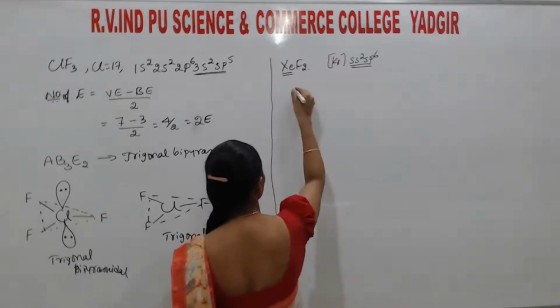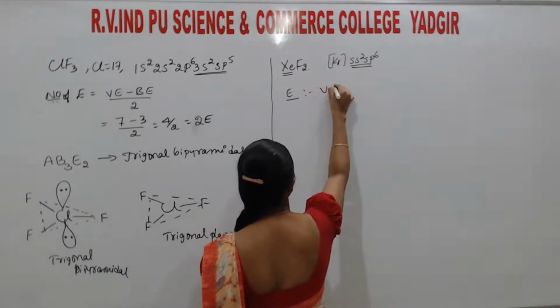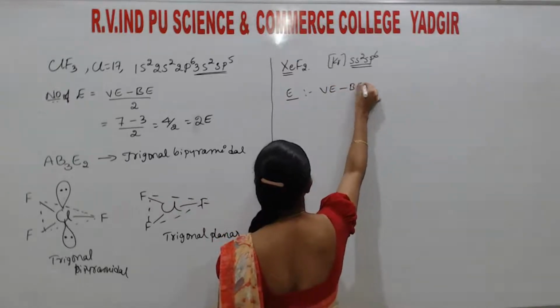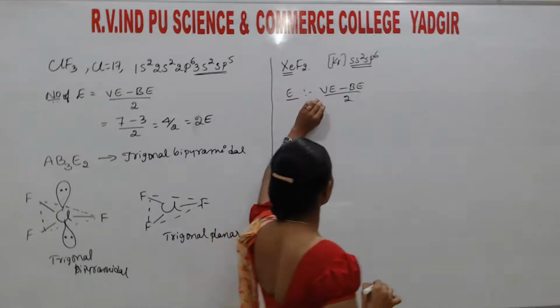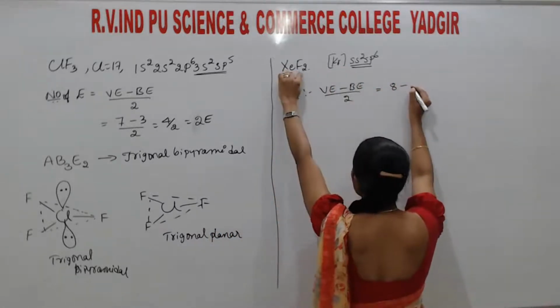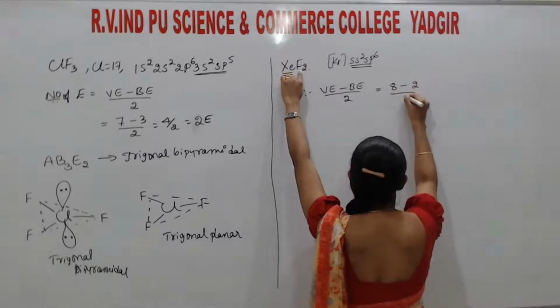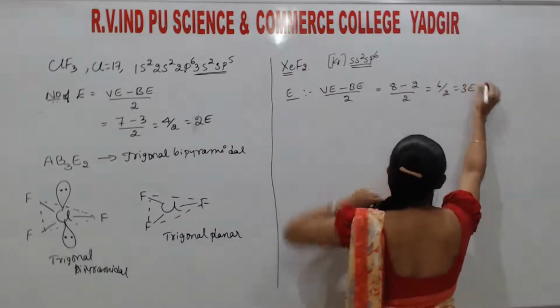So students, how to find out the electron pair means valence electron minus bonded electron divided by 2. Okay. So what are the valence electrons here? How many? 8. How many are bonded here? 2. Divided by 2 means, so 6 by 2, that is 3 electron pairs.